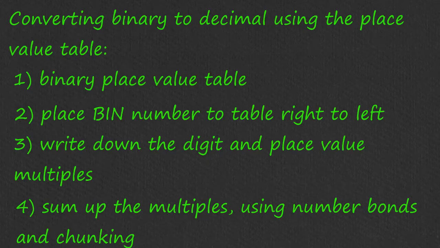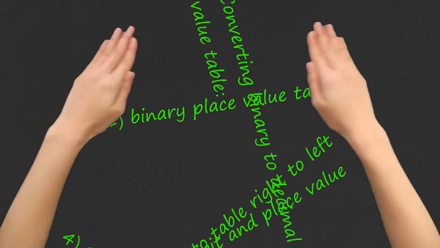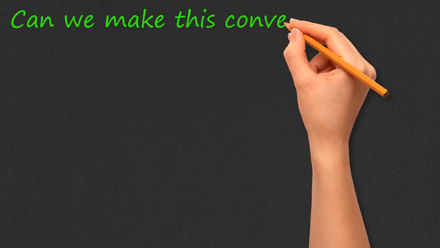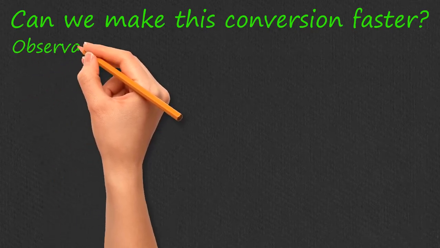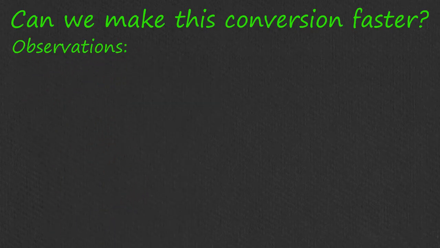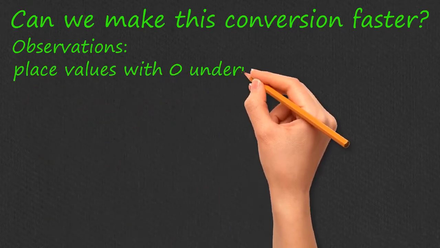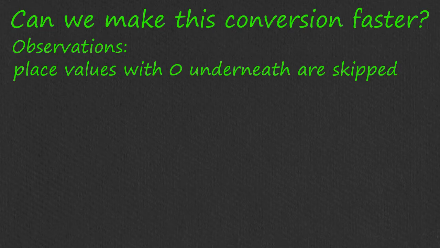Now you know how binary to decimal conversion works using the place value table, and this is a perfectly sound way of doing the conversions every time. However, you could ask if we could make some shortcuts and make the whole process faster. Let us try just that by summarizing some observations first. When doing the final sum, every place value that had a 0 underneath was skipped, as 0 times anything is always 0, so we don't really have to write them out.